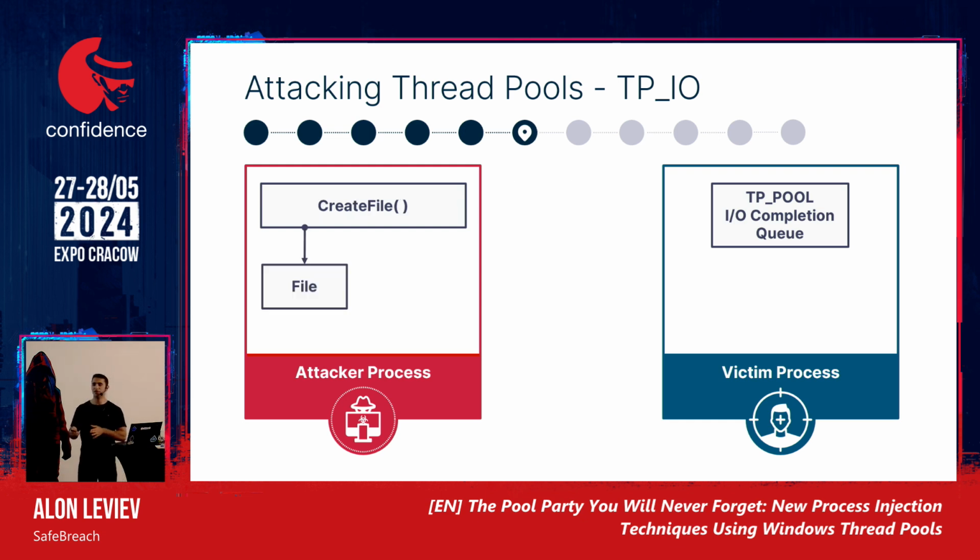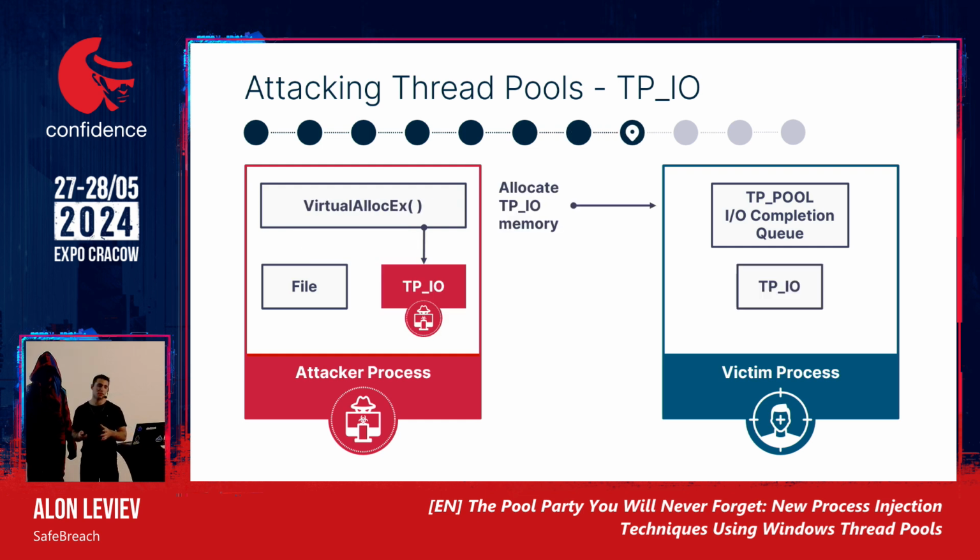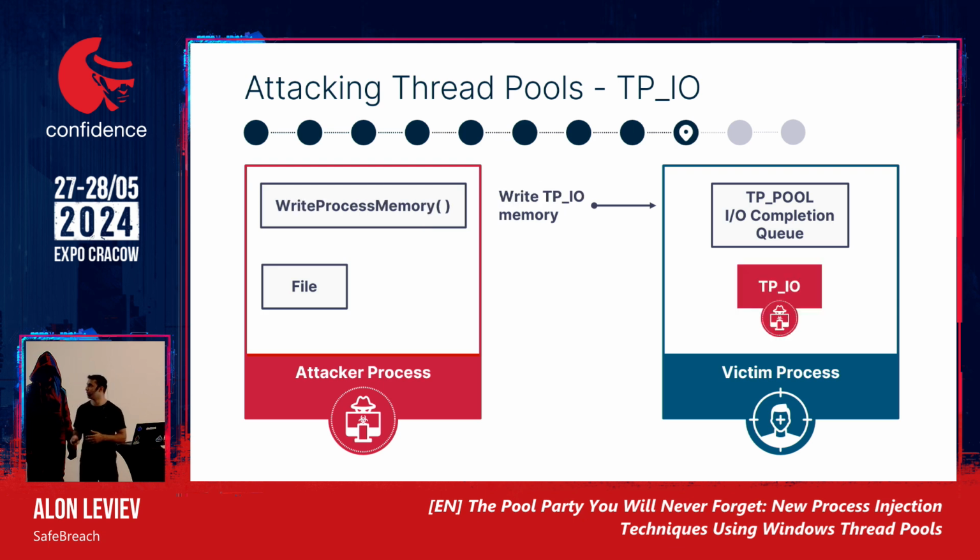We then create an innocent file on the file system. And following the file creation, you create a malicious work item. We then allocate memory for the work item on the target process. And then we write the malicious work item to the target process. You will see that the work item and the queue are not currently connected.